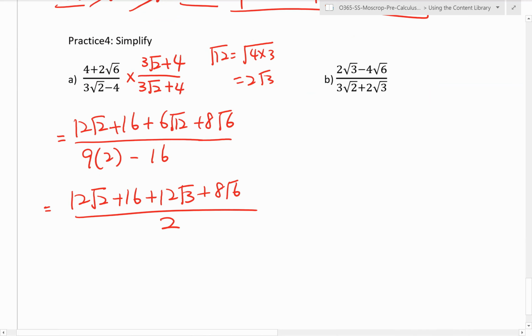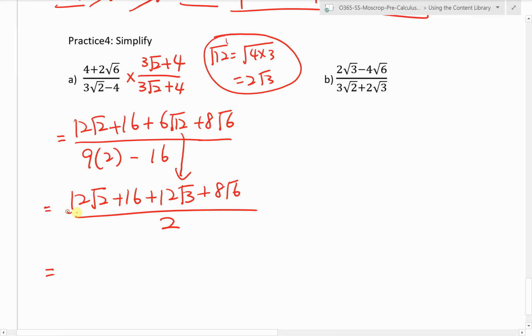Okay, so I finished the first two lines for part A. Again, anytime you have these expanded, make sure you reduce or simplify, right? 6 root 12 is the same as 12 root 3. Root 12 is 2 root 3 times 6. That's how you got 12 root 3.